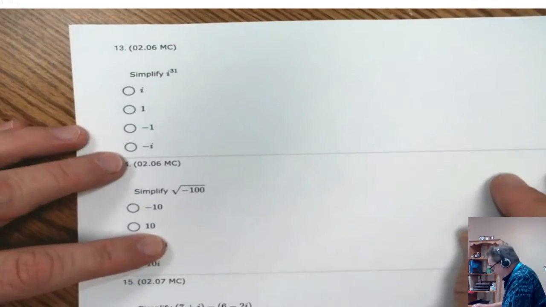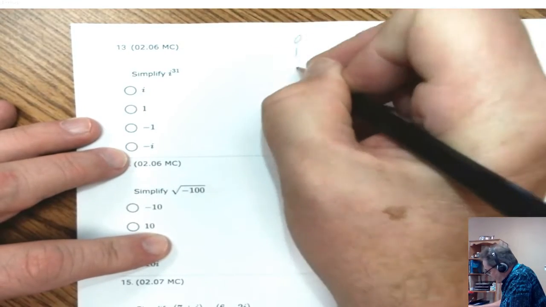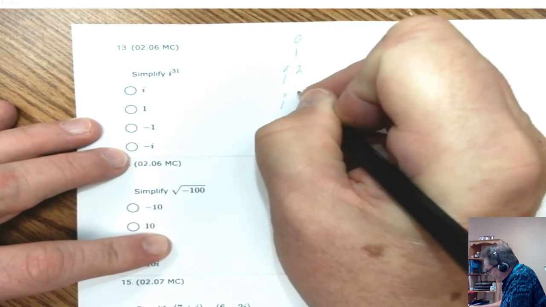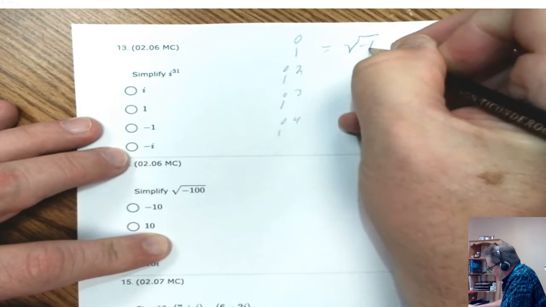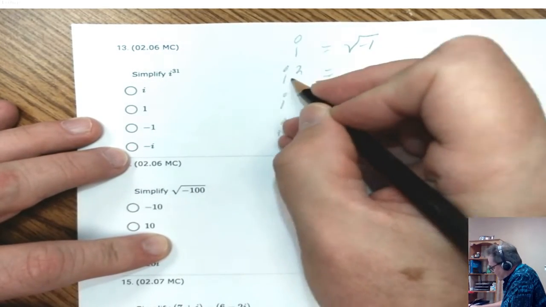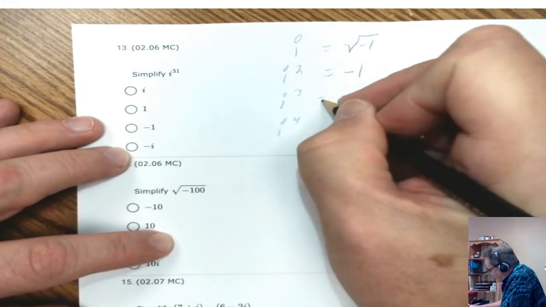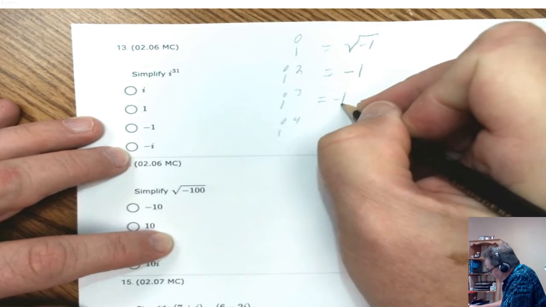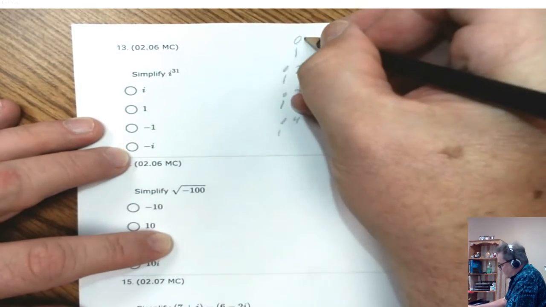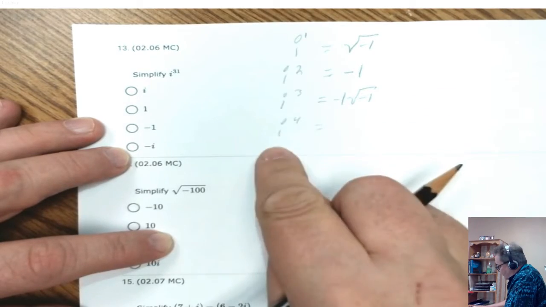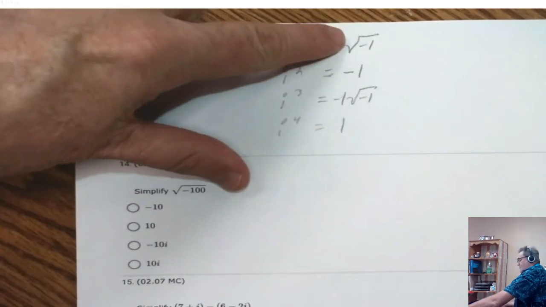Number 13, simplify. This is i to the 31st. Remember, there's 4 different things: i, i squared, i to the 3rd, and i to the 4th. i is the square root of negative 1. If we take that times itself and square it, we end up with just negative 1. i to the 3rd is negative 1 times the square root of negative 1, which is these two together, i squared, i the first. And then i to the 4th is i squared times i squared, which is negative 1 times negative 1, positive 1. This is all the possibilities it could be.